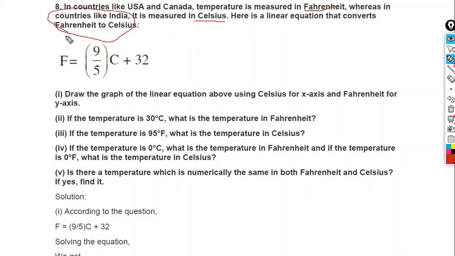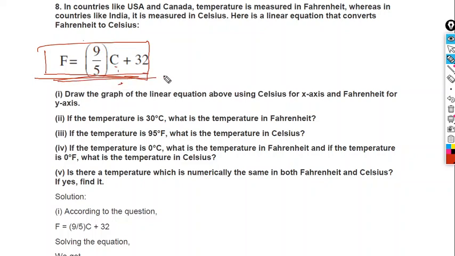So there is an equation. This equation converts Fahrenheit to degree Celsius. So what is the equation? The equation is this: F equal to 9 by 5 into C plus 32. Okay, we got the equation.